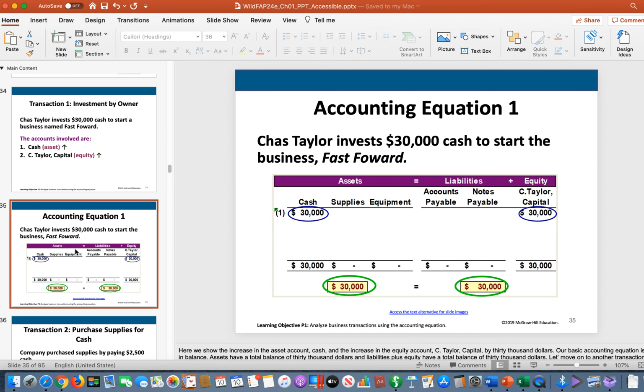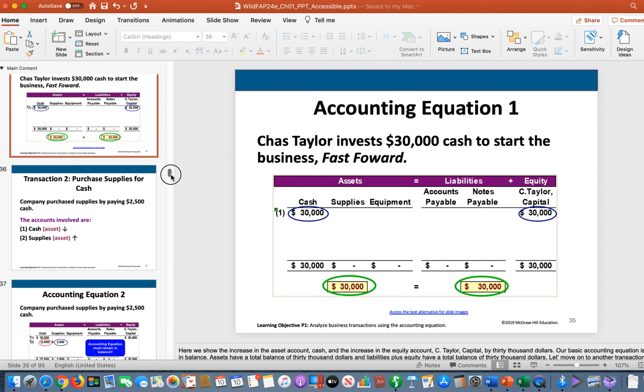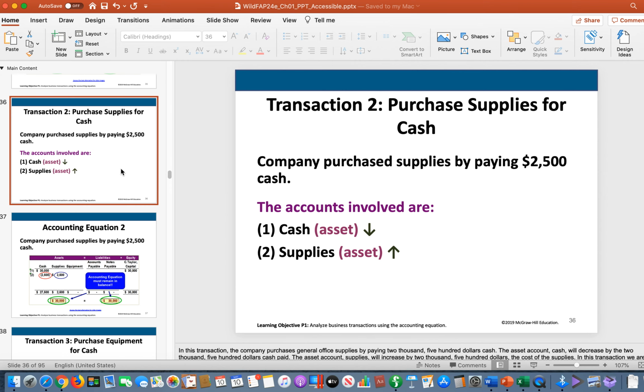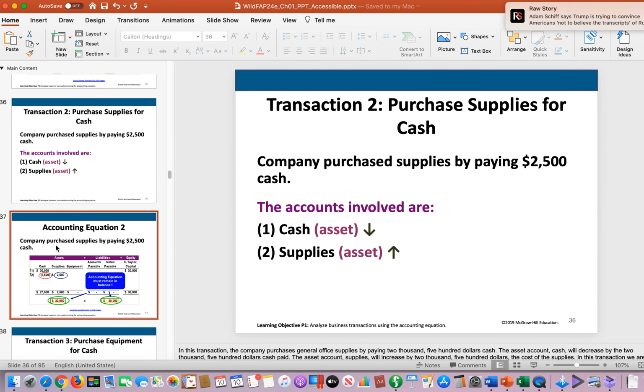Okay. Next transaction. Mr. Taylor buys office supplies and pays cash for it. So cash as an asset went down, but supplies, the asset, went up by the same amount. So let's take a look at what happens here now.